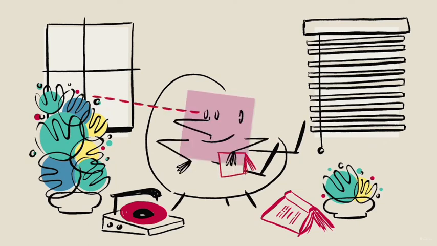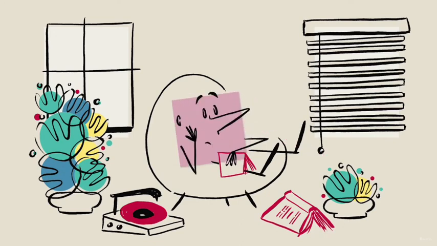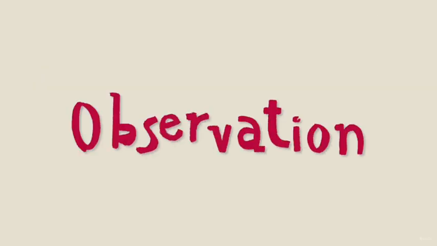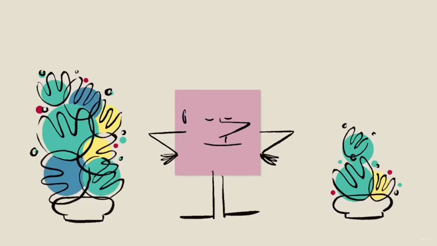Looking around, he notices the one plant is a lot taller than the other plant. So this is an observation. And then scientists are curious. They're like, well, why is that? Why is the one bigger than the other? What's going on?